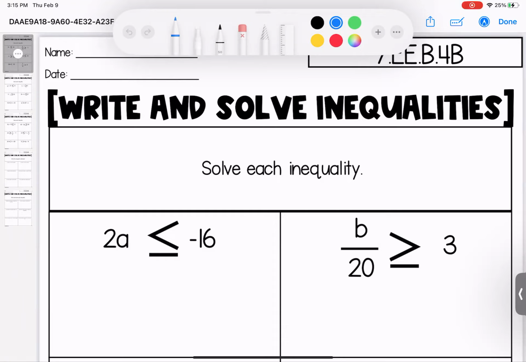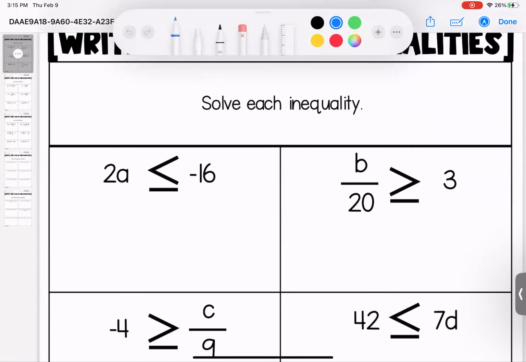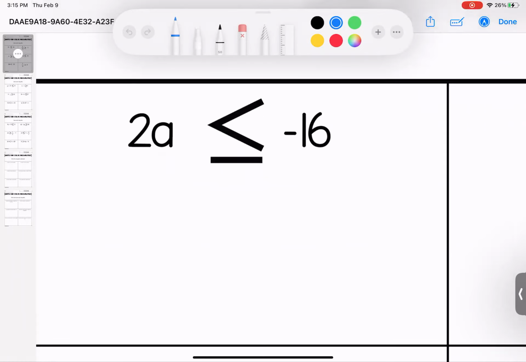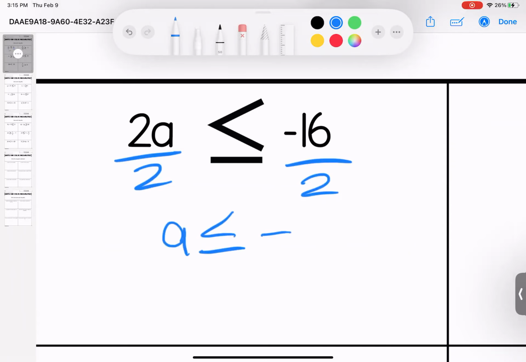Let's start with some solutions. Remember, when we're solving inequalities, it's very similar to solving equations, with the difference being that instead of an equal sign, we have an inequality. So first things first, I see some sticky numbers. The opposite of multiply, or the inverse, is to divide. I'm going to divide both of these by 2. A is less than or equal to -8.